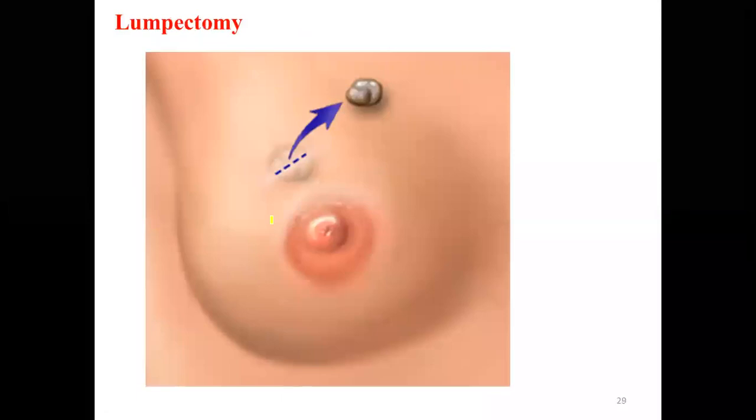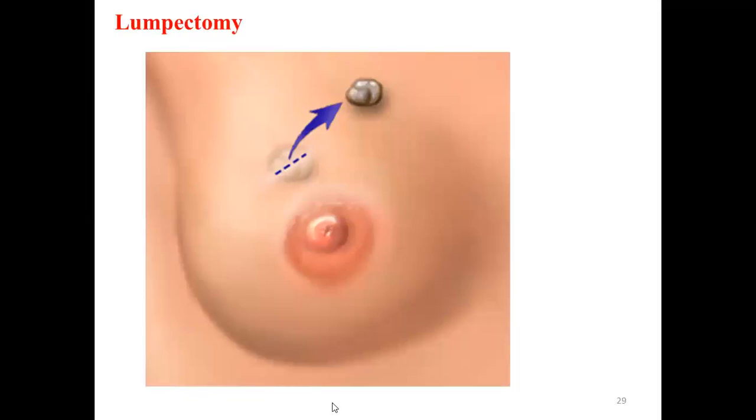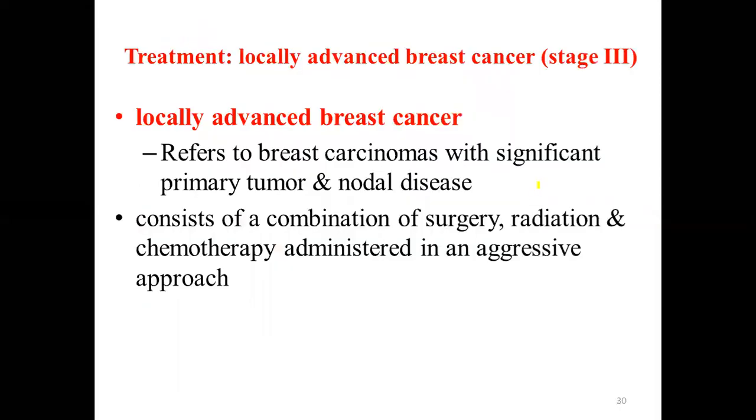So this is how a lumpectomy looks. This is the breast conservation therapy. You can actually see this is a tumor, then they resect the tumor, then they radiate the tumor. This is actually the most commonly recommended treatment modality in the early stage of the disease. Now that is about stage 1 and stage 2.